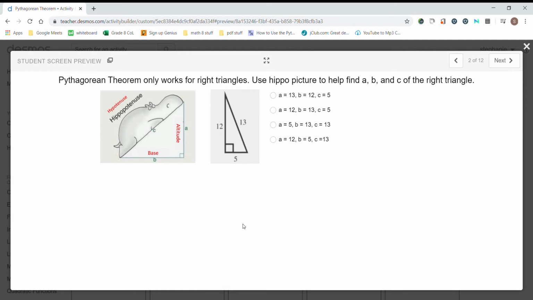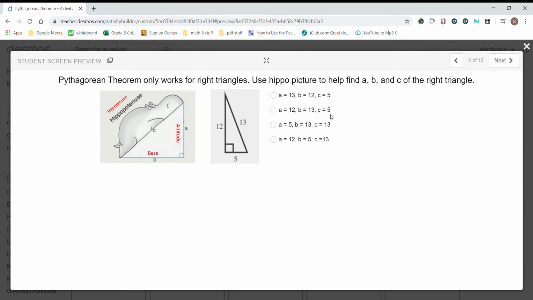So when we are talking about our equation, we've labeled these as A, B, and C. So A, meaning my altitude, B, meaning my base, and C, my hypotenuse. Be careful, we do not use H. So I want to look at this triangle on the right-hand side to see what numbers are what. We're going to label this. So A for altitude, well, 12 is going up and down. That's my vertical line, my vertical side. So 12 is going to be my A.